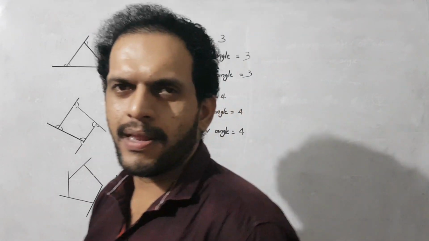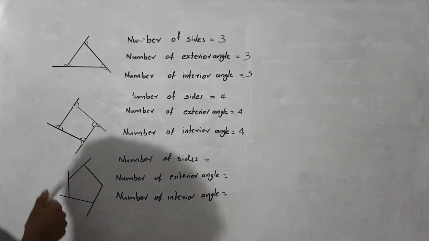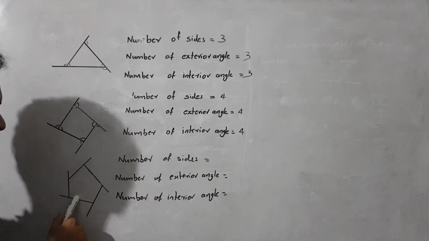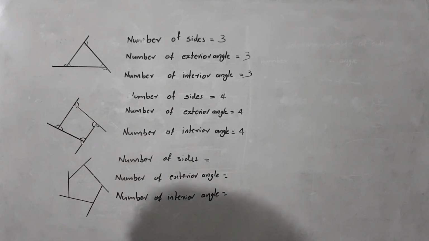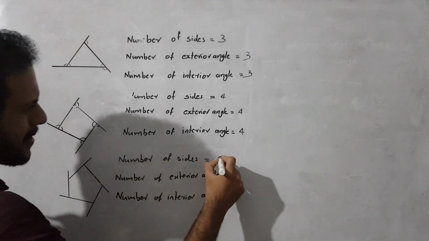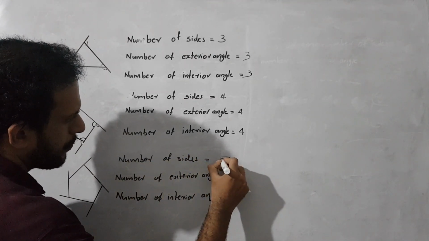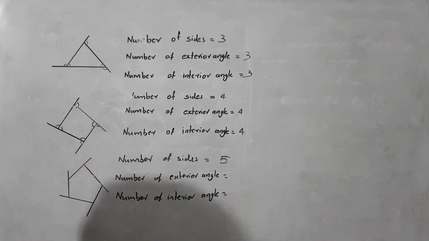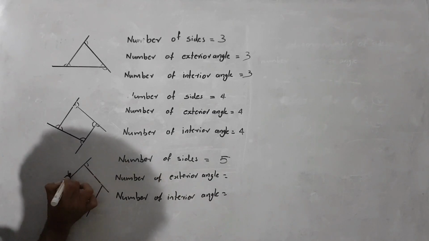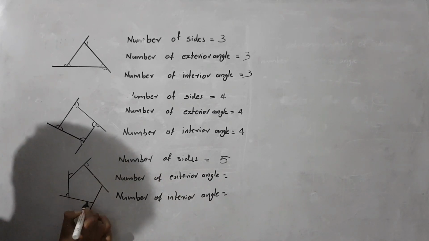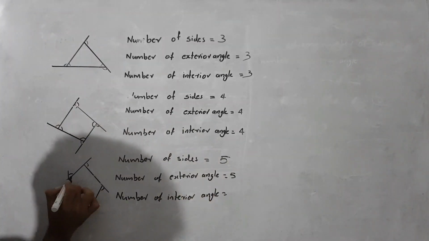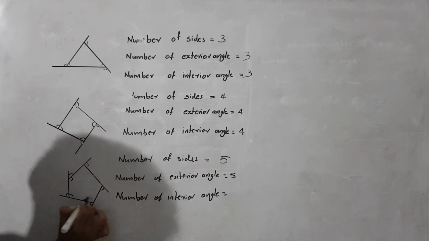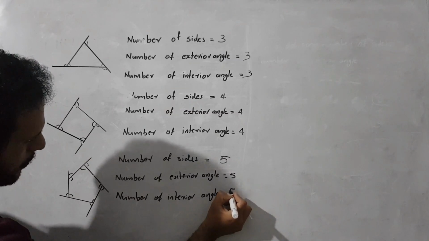Then the next figure. How many sides here? 1, 2, 3, 4, 5. The number of sides is equal to 5. So what is the number of exterior angles? 1, 2, 3, 4, 5. That is also 5. Then the interior angles are 1, 2, 3, 4, 5. That is also 5.